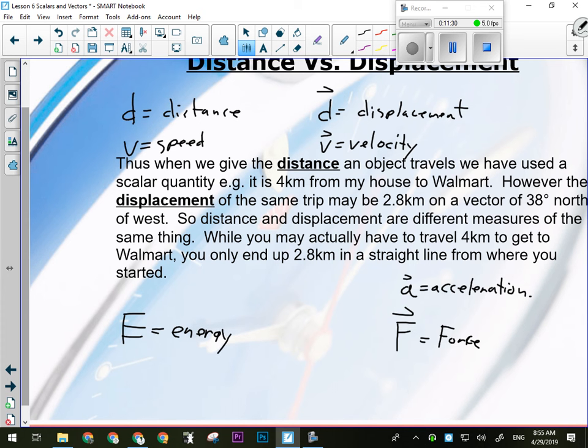E, on the other hand, represents energy. And energy is scalar. It doesn't have a direction, so it doesn't get an arrow over top. Everyone follow the convention there?